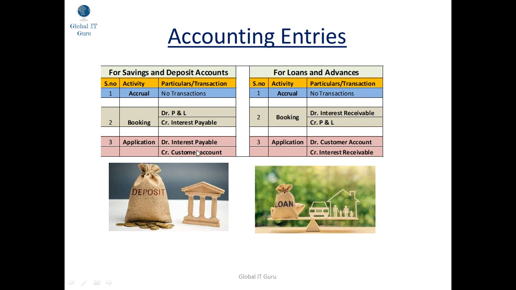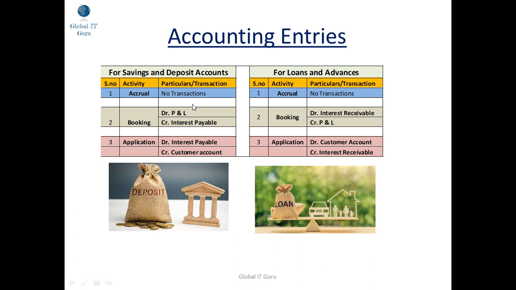The third and important activity, that is interest application. So for saving and bank account, interest payable account will debit and customer account will credit. For loan and advance, customer account will debit and interest receivable account will get credit. I hope you guys will be clear with the accounting interest.